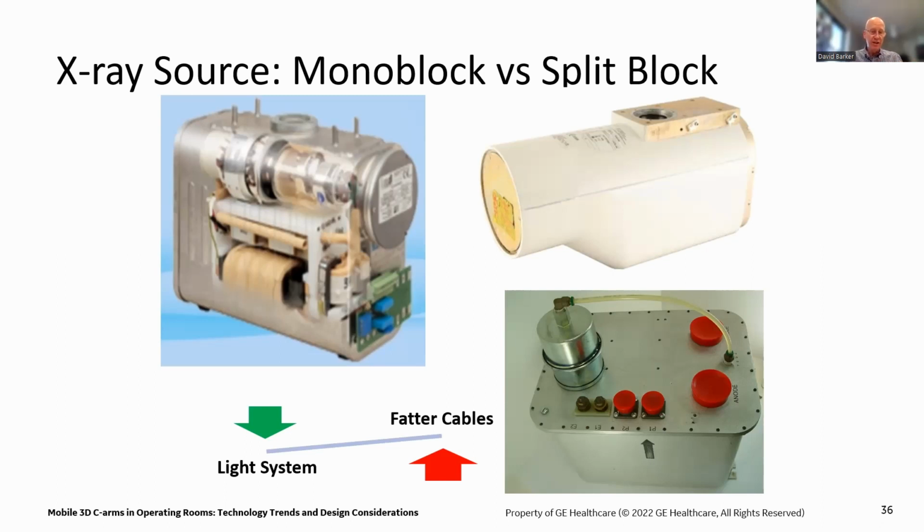The trade-off is you have fatter cables going between this high voltage tank and the X-ray tube, but the whole system weight goes down quite a bit. So if you're trying to keep the system weight down and keeping it mobile, so it's a mobile product and easy to move around, then this is one of the key things you'd want to look for in a good design.